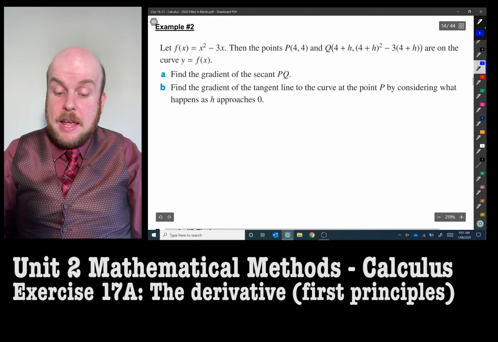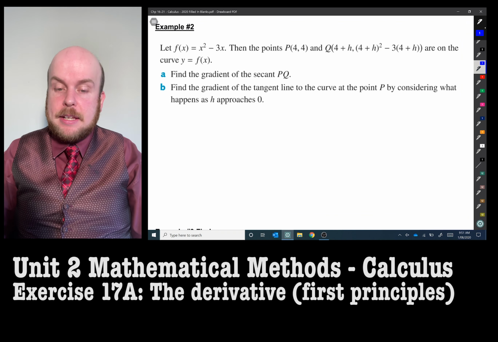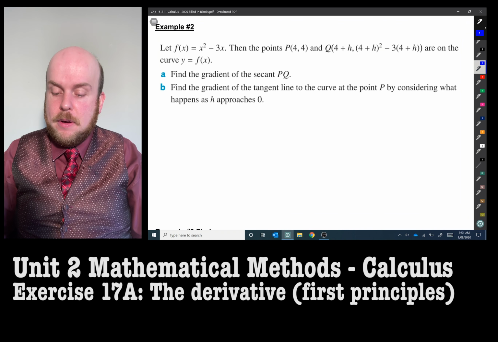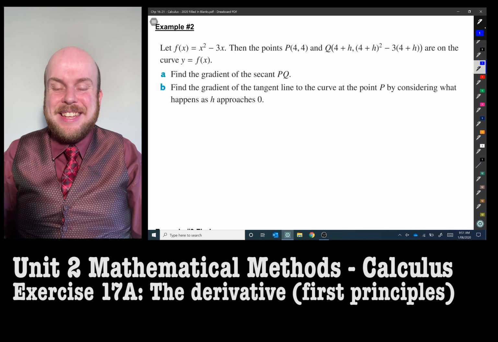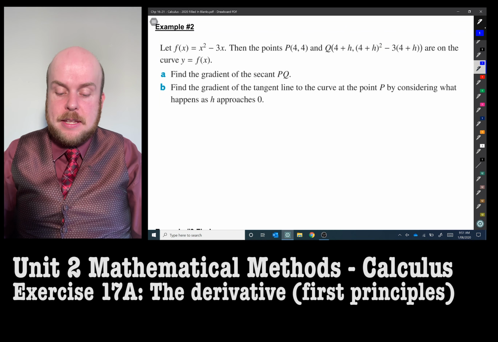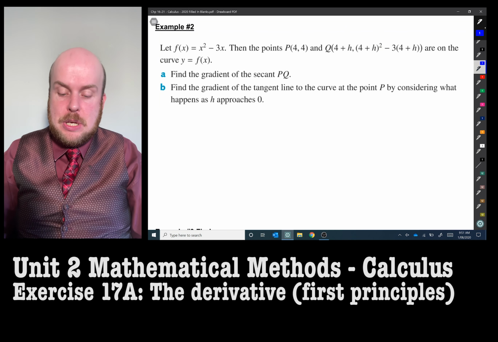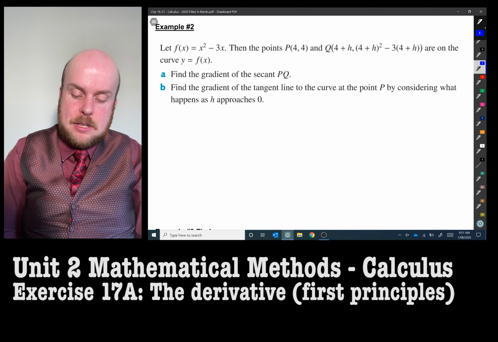Example 2, let f of x equal x squared minus 3x. Then the points P(4, 4) and Q(4 plus h, (4 plus h) squared minus 3(4 plus h)) are on the curve y equals f of x. A, find the gradient of the secant PQ. What does a secant mean? It just means a line segment.